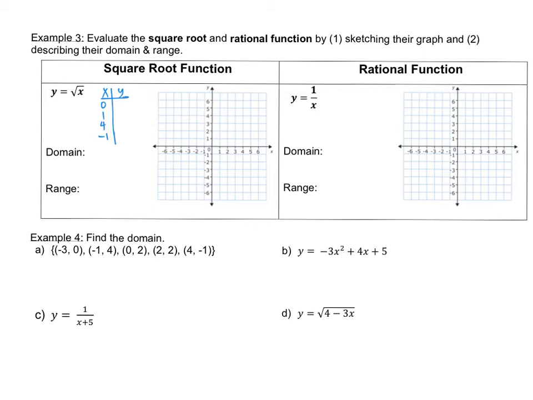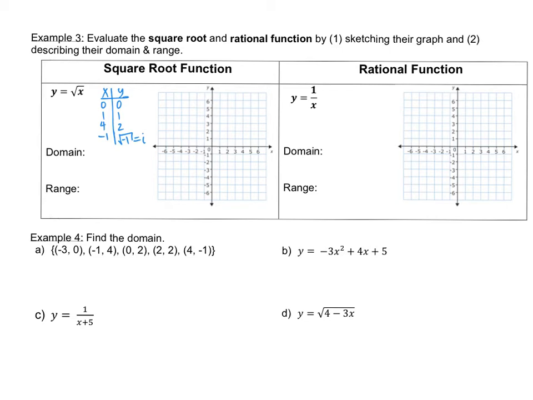So if I were to plug in 0, take the square root of it, I get 0. If I take the square root of 1, I get 1. Take the square root of 4, I have 2. But if I take the square root of -1, I get an imaginary number, right? This would give me an imaginary number, is what we've learned in Algebra 2.